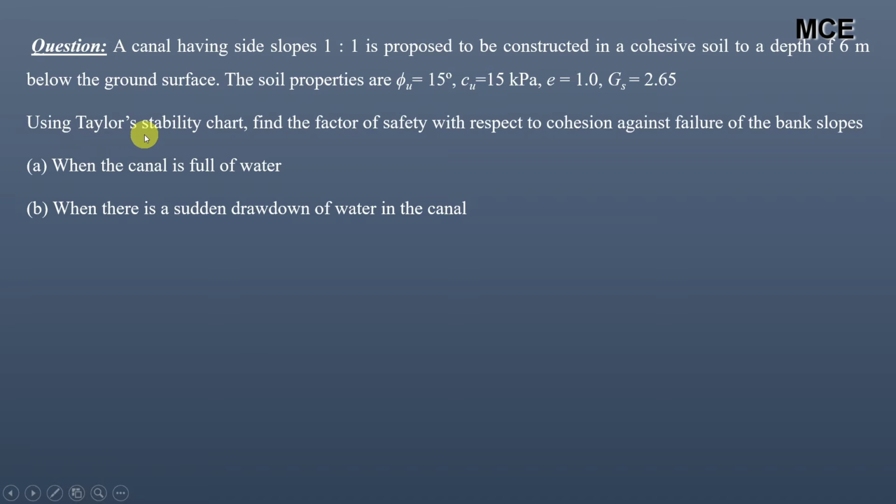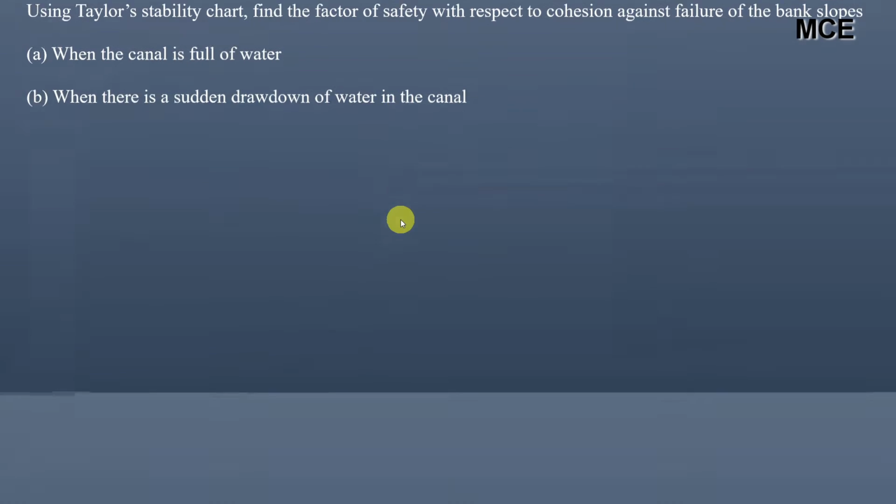We have to use the Taylor stability chart and find the factor of safety with respect to the cohesion against the failure of the bank slopes. First, when the canal is full of water, and in the second case, when there is a sudden drawdown of water in the canal.